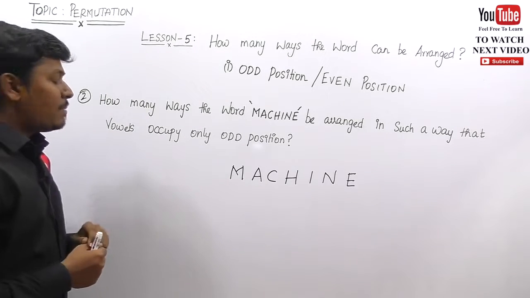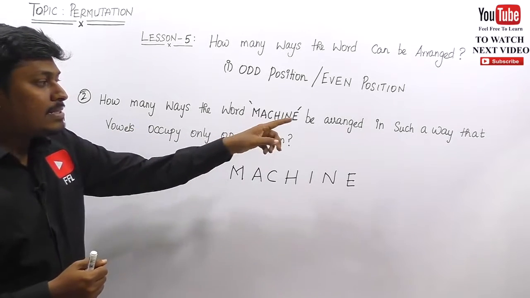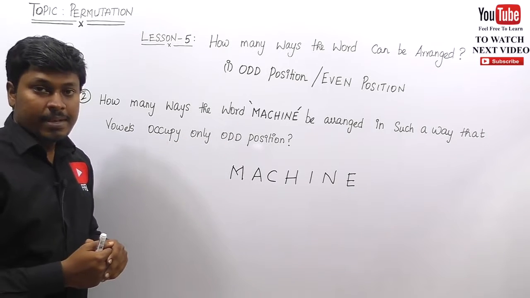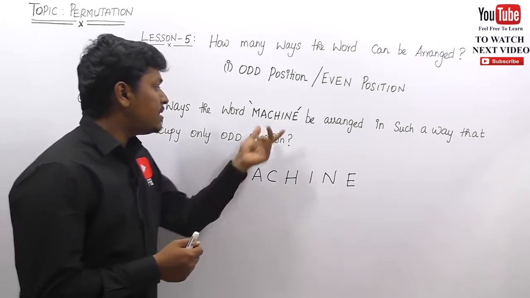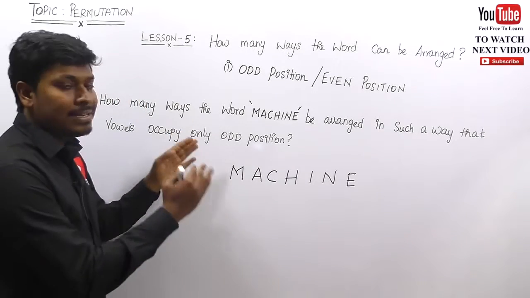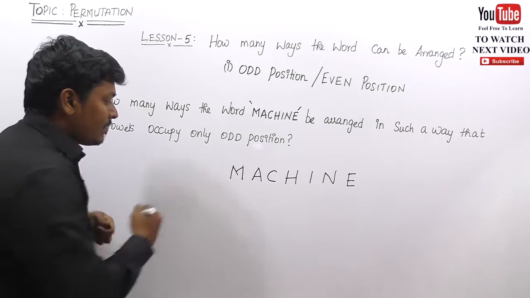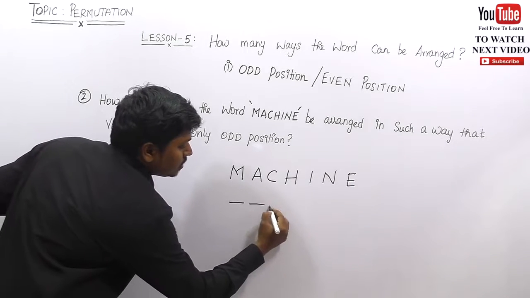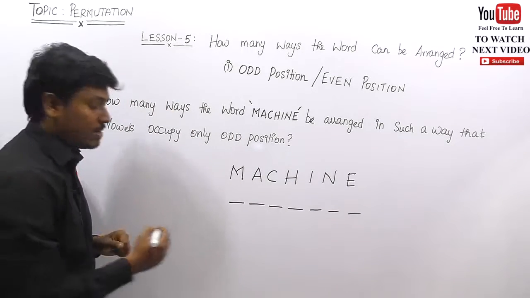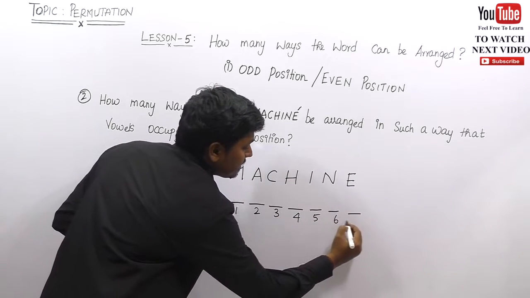Let me move on to question number 2. How many ways can the word MISSION be arranged in such a way that vowels occupy only odd positions? So friends, similarly they have given a word, and we need to write vowels only on the odd positions, and see how many ways the word can be arranged. First of all, see 1, 2, 3, 4, 5, 6, 7, right? There are 7 letters in the word.